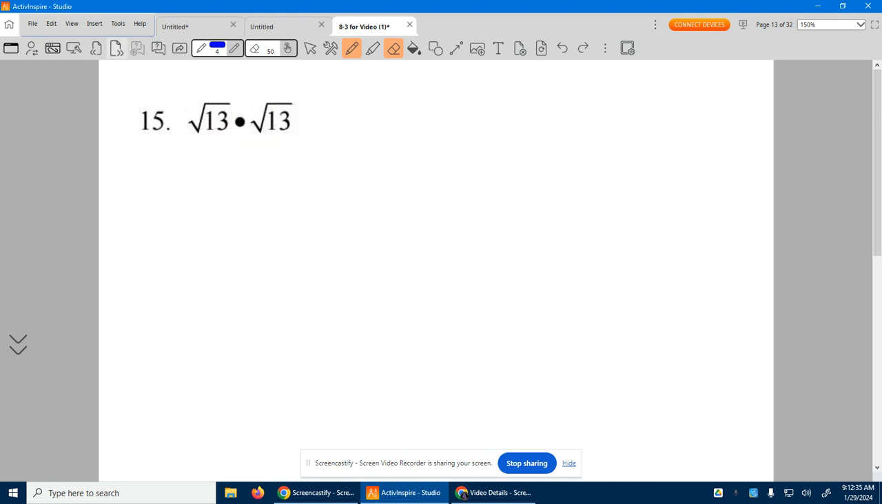15. Root 13 times root 13. Well, any root times itself is simply the number underneath the radical. So it's 13. You could do 13 times 13, get 169, and the square root of 169 is 13. But we know the square root of anything times itself is simply that n value.